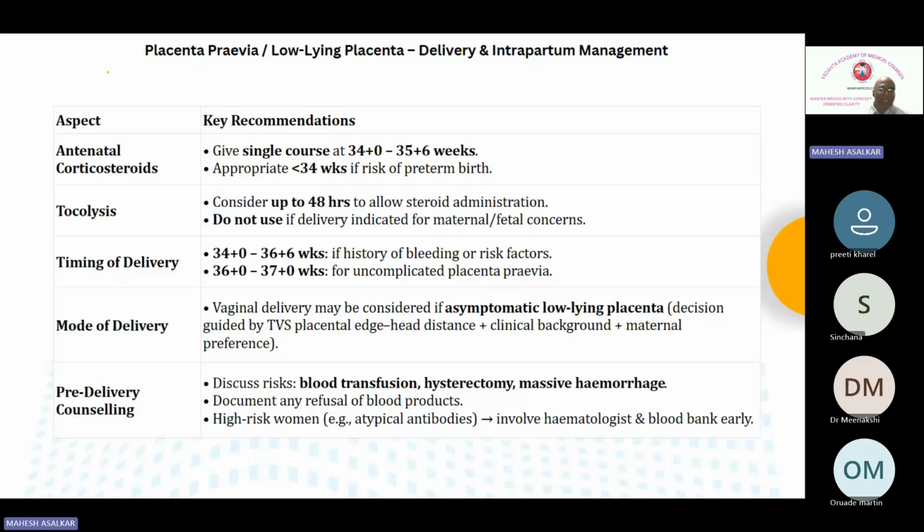Pre-delivery counseling: we need to talk about blood transfusion, need for hysterectomy, and massive hemorrhage. Document any refusal of blood products. We need to talk to them and take the history of whether they are Jehovah's Witness or not. If they are refusing blood transfusion, we have to explain the alternatives. For high-risk women, especially women who have atypical antibodies, we need to involve the hematologist and blood bank early.